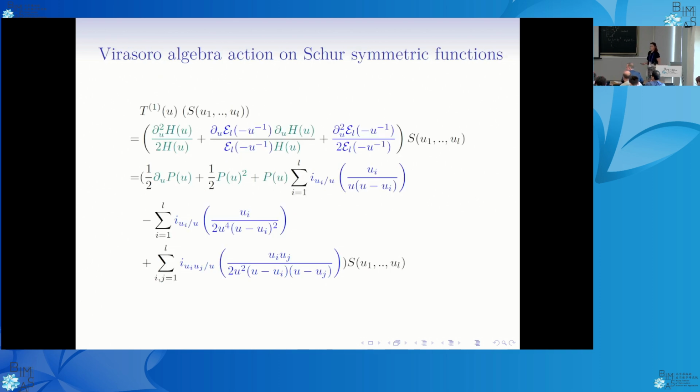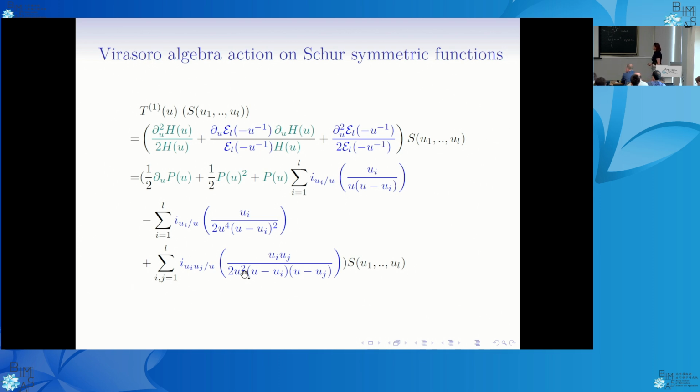So for the Virasoro algebra, how does this action look like? Again, this is explicitly the formula written for k equal 1. Here we have a bunch of logarithmic derivatives and higher logarithmic derivatives. What it says is that we have to multiply Schur symmetric functions by power sums, and then multiply by this formal series.